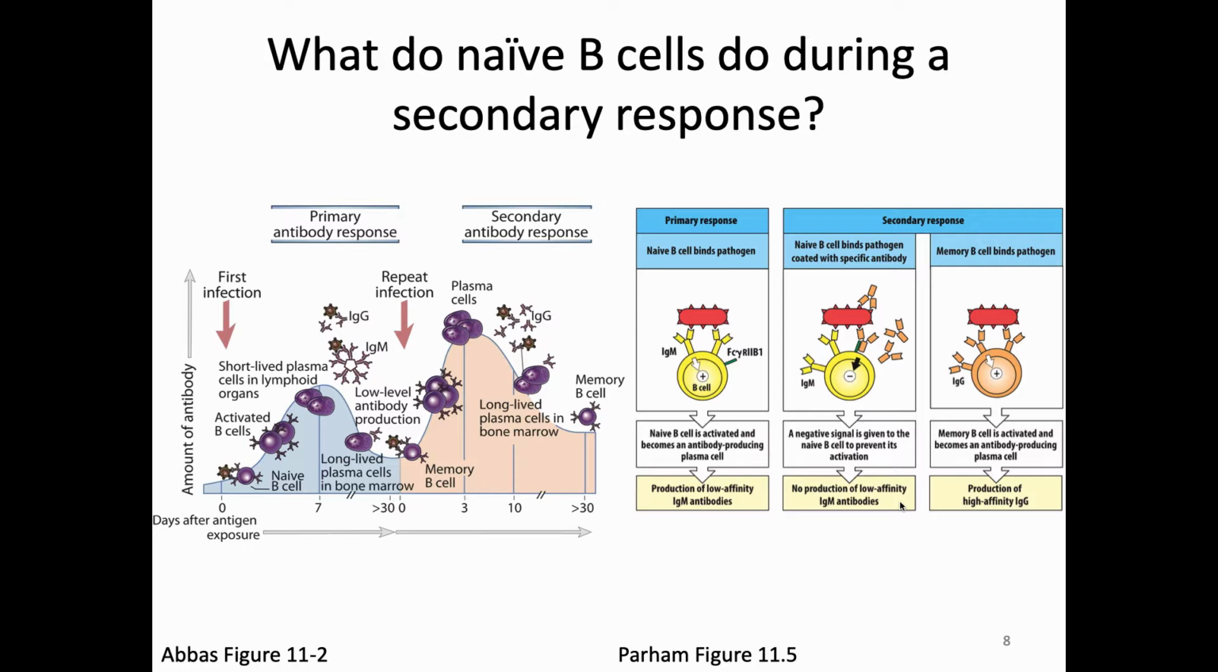And this process happens through a mechanism that's shown on the right. At the beginning, we have naive B cells. Naive B cells are shown in yellow. Our naive B cell is going to be able to bind to pathogen. There are no antibodies bound to that pathogen yet because the B cell hasn't made them. And so we're going to activate that B cell, it gets a positive signal, and produces some antibodies.